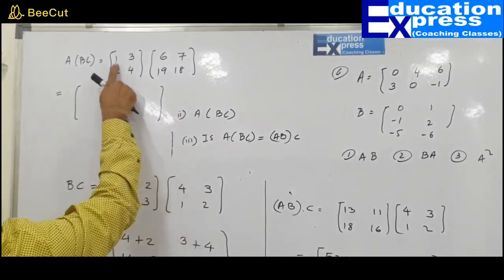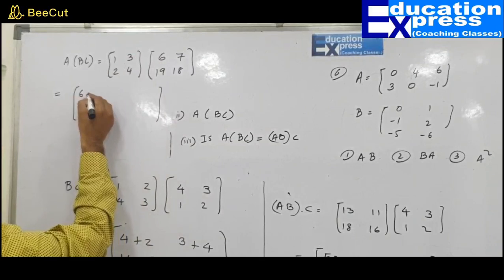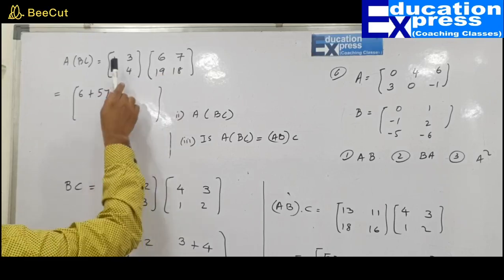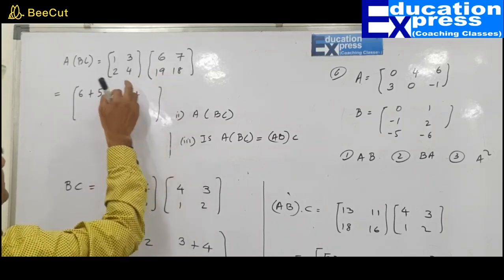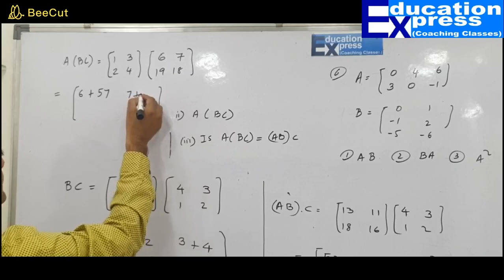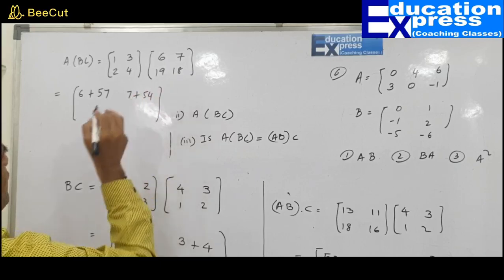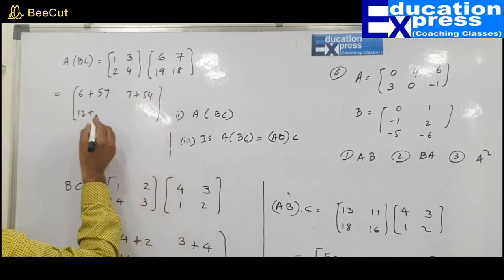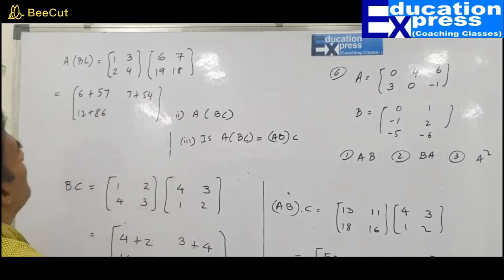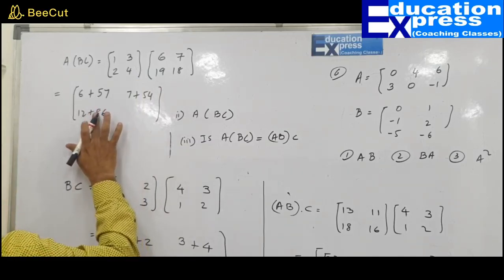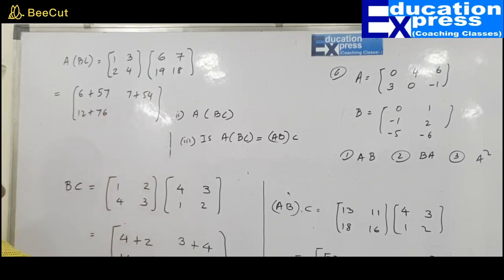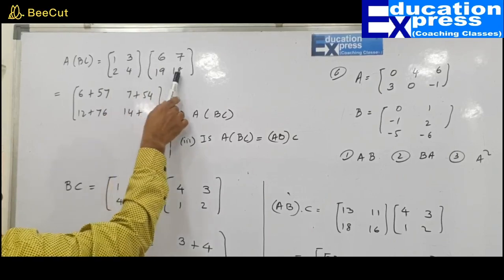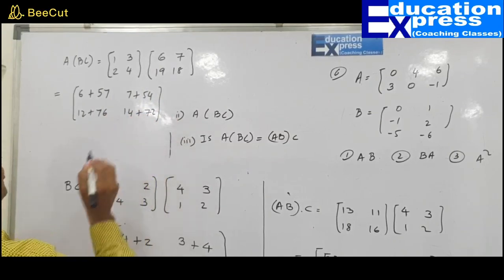Of course, sir. 6 into 1, 1 into 6, 6 plus 3 into 19, 57. Again, 1 into 7, 7 plus 3 into 18, that is 36, 54. 2 into 6, 12 plus 4 into 19, 19 4s are 20, 76. After that, 2 into 7, 14 plus 4 into 18, 36, 72.